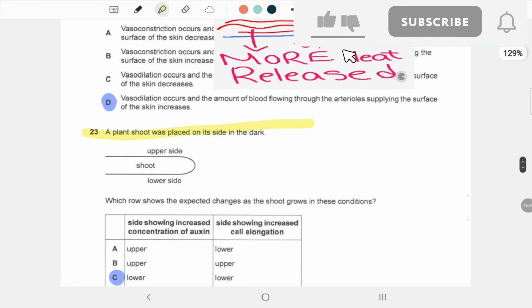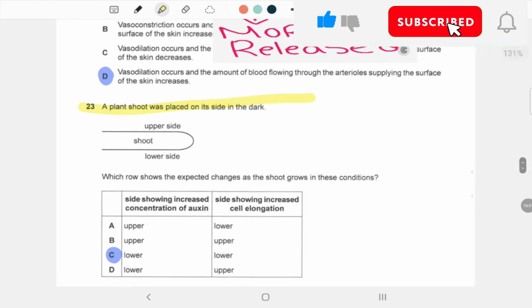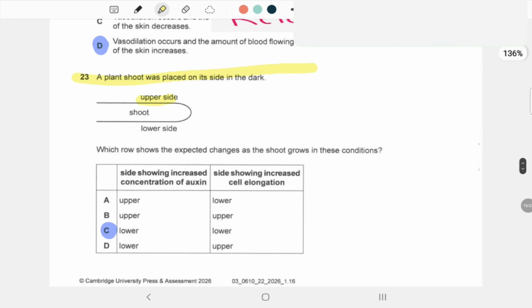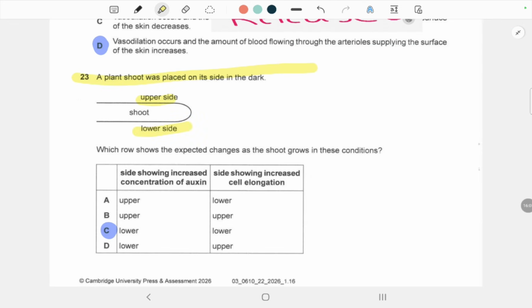Question 23. A plant shoot was placed on its side in the dark, and we have the upper side and the lower side. It is asking which row shows the expected changes as the shoot grows in these conditions. So basically the side showing increased concentration, it will be the lower side, because as you can see it is in the dark.